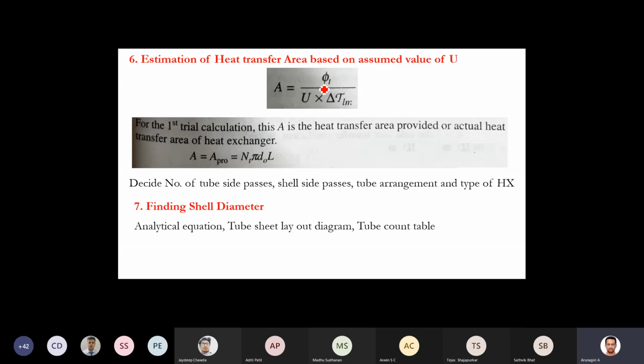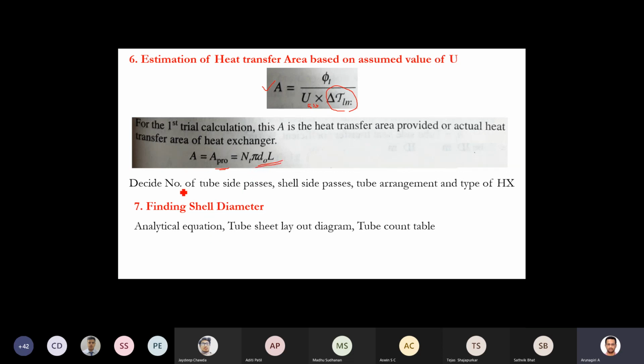Then estimation of heat transfer area based on the U assumed. So heat duty divided by U times delta T LMTD, corrected by the LMTD correction factor. Then you will get the heat transfer area. From the area, you can calculate the provisional area or provided area, you can say actual area, whatever it may be. That is equal to N_T π D_o L.